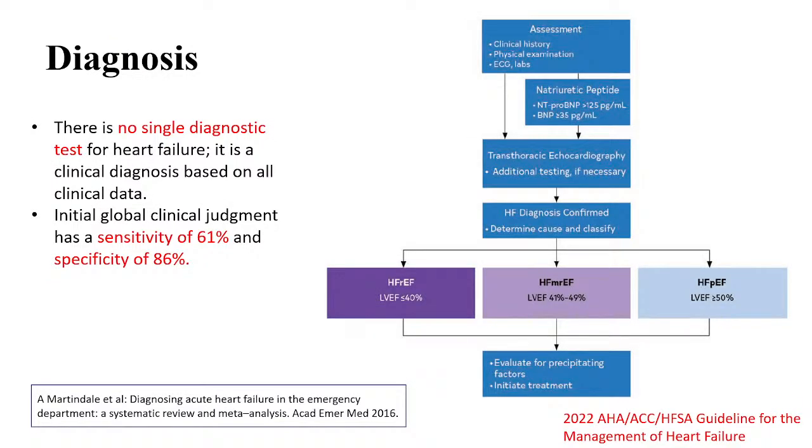Now, moving on to diagnosis. As such, there is not a single diagnostic test that can tell us that the patient is in heart failure or is having an acute decompensated heart failure. Okay, so the initial global judgment, depending upon the history, the physical examination, and whatever findings we have, has a sensitivity of around 61% and a specificity of around 86%.